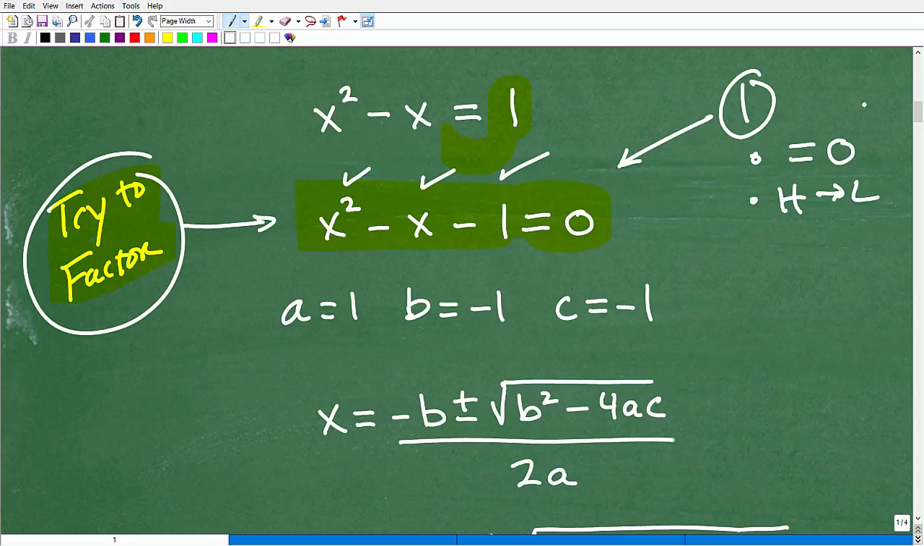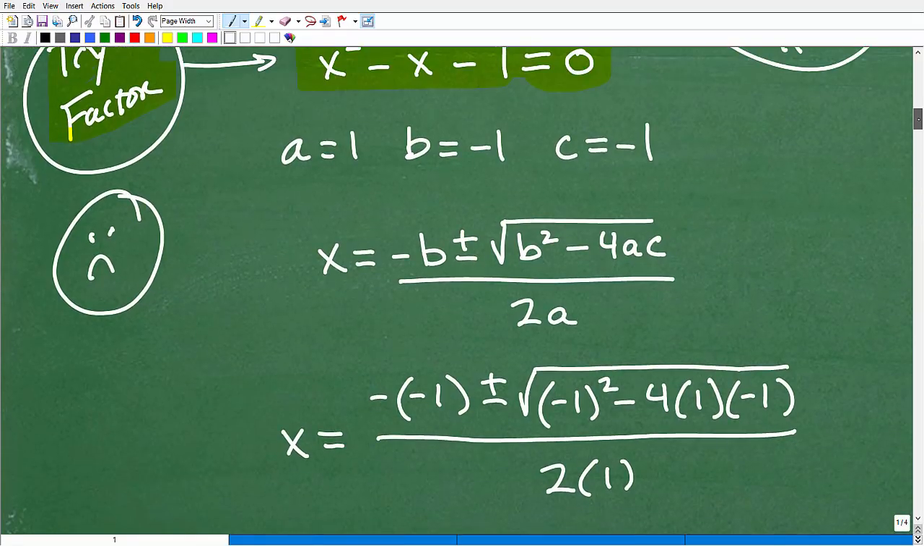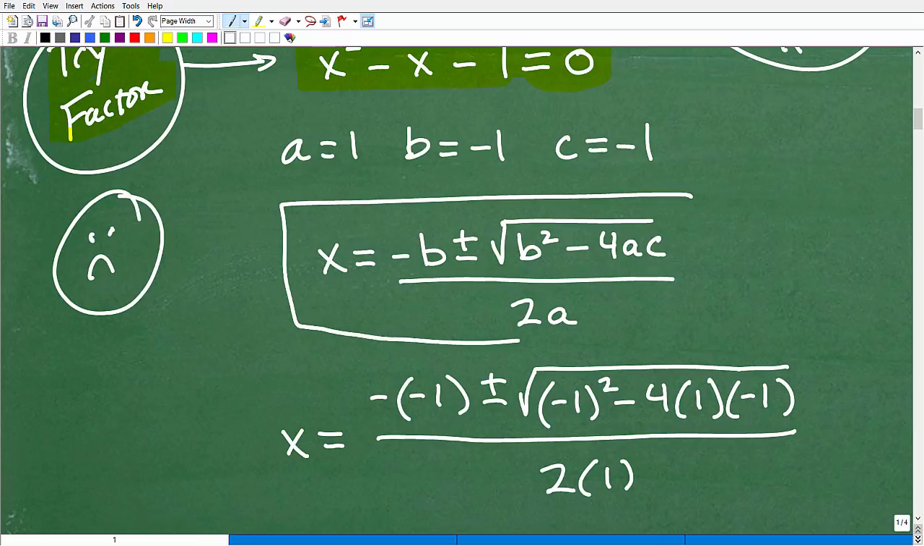So the first thing, set this thing equal to 0. That's the first thing, right? Then the second thing is to try to factor this. Now, unfortunately for us, this guy right here cannot be factored. We can't factor this into two binomials. So we're like, oh, bummer. What do I have to do? Well, you're going to have to break out the good old quadratic formula. Here it is right here in all its glory.